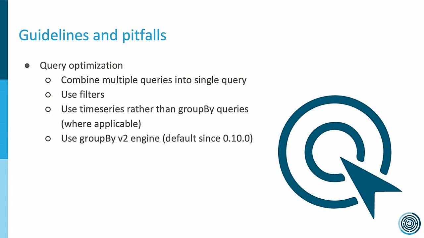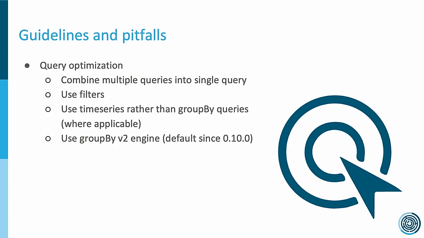Query optimization. I mentioned that Druid supplies a REST API where you can send your queries over and get the response or the result of the query. We found that if you combine multiple queries into a single query over that REST API, on average, you'll get better query performance. Another thing you should do is use filters. Filters are basically like the where clause in your SQL statement. Obviously, you need to use those in order to get better query performance.